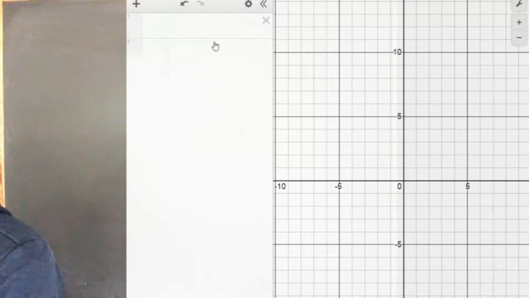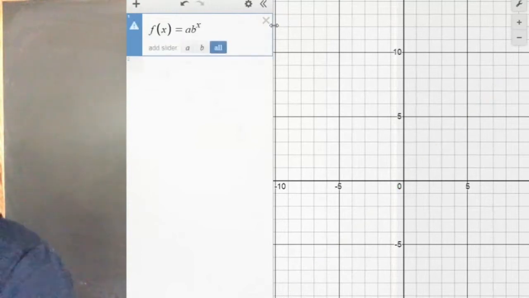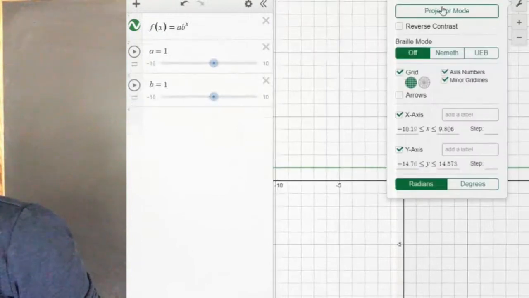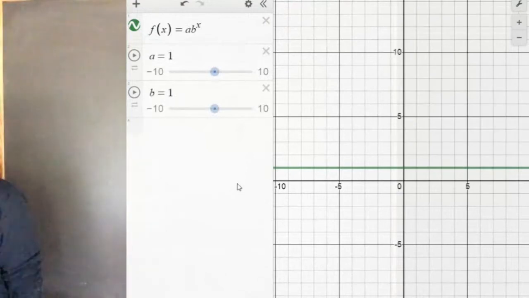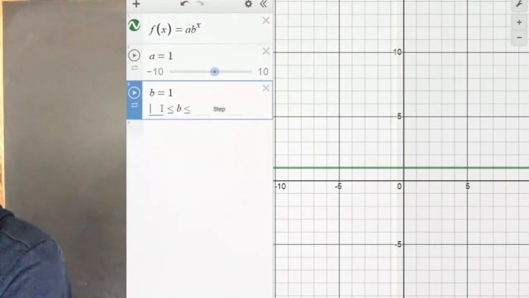Okay, so here is Desmos, and we're going to be looking at functions of the form f of x is equal to a times b to the power of x, right? And here when I say add a slider, what it's doing is just giving a value to a and b. Remember, b cannot be equal to 1, because if it is, all you get is a horizontal line, and that's just a line, right? So we have to make sure that b is either bigger than 1 or in between 0 and 1, and it also can't be negative, right?